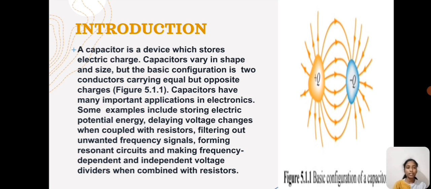Introduction. A capacitor is a device which stores electric charge. Capacitors vary in shape and size, but the basic configuration is two conductors carrying equal but opposite charges, as shown in figure 5.1. Capacitors have many important applications in electronics. Some examples include storing electric potential energy, delaying voltage changes when coupled with resistors, filtering out unwanted frequency signals, forming resonance circuits and making frequency dependent and independent voltage dividers when combined with resistors.